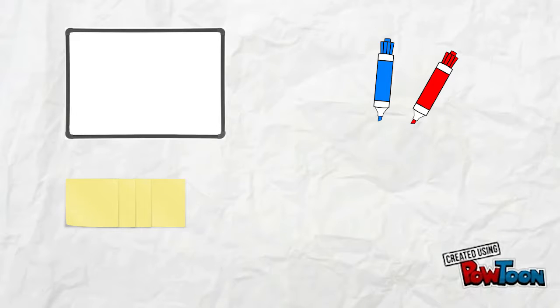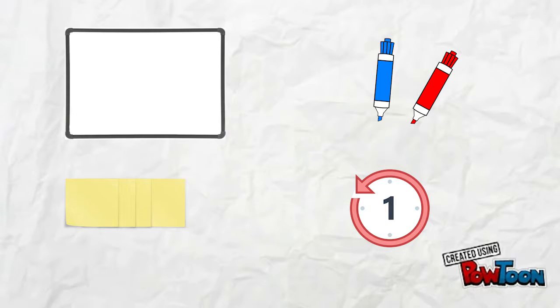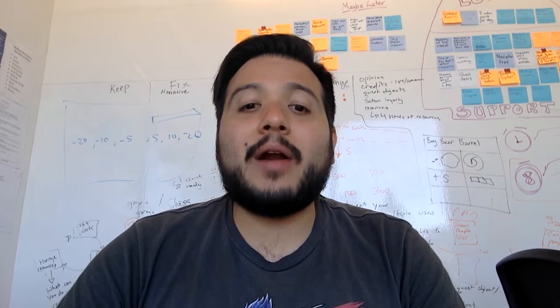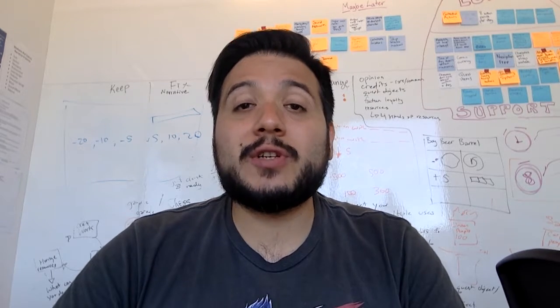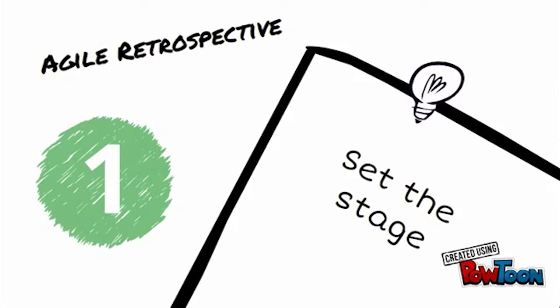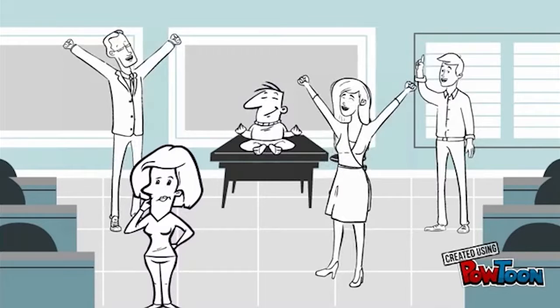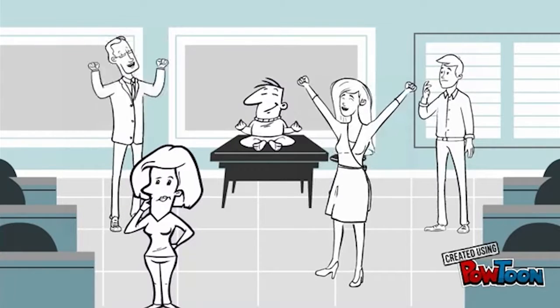You will need a whiteboard or any kind of vertical surface that is big enough so that you can write on it, paste the sticky notes, and everyone can see them. Whiteboard markers, sticky notes, and 1 hour of everyone's time. There are 5 steps to follow in a retrospective session. 1. Set the stage. This is like an introduction. You will be setting the mood of the session.